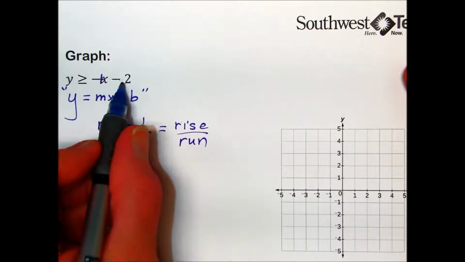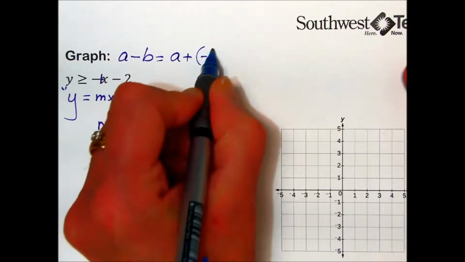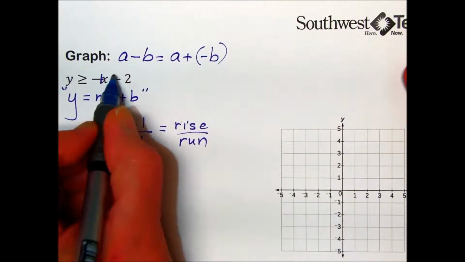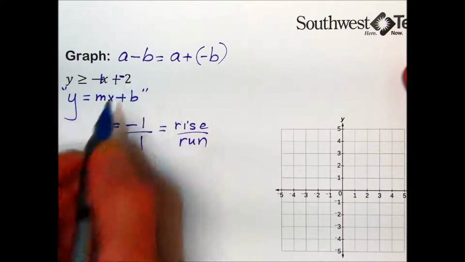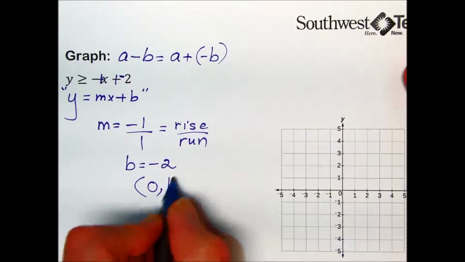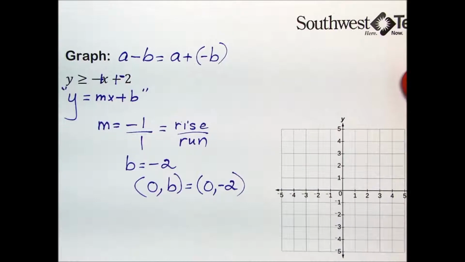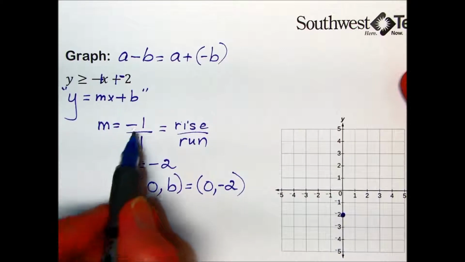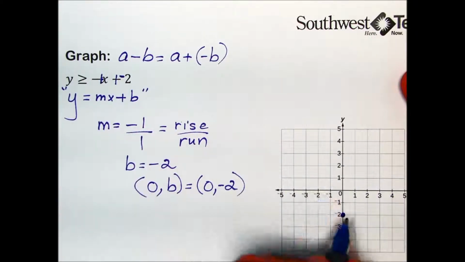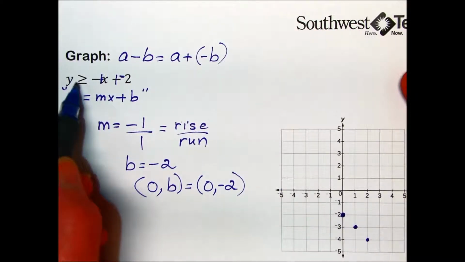Here we have a -2, but if you use your rule of subtraction, which is that if you have a subtraction you can add a negative, I can change a -2 into plus a -2, which means b is equal to -2. Our y-intercept, 0, b, then will be 0, -2. Always start with the point at 0, -2, where the line crosses the y-axis, and move away with a rise of -1, which means I'm going down 1 for every positive horizontal, down 1 over 1, and so on.